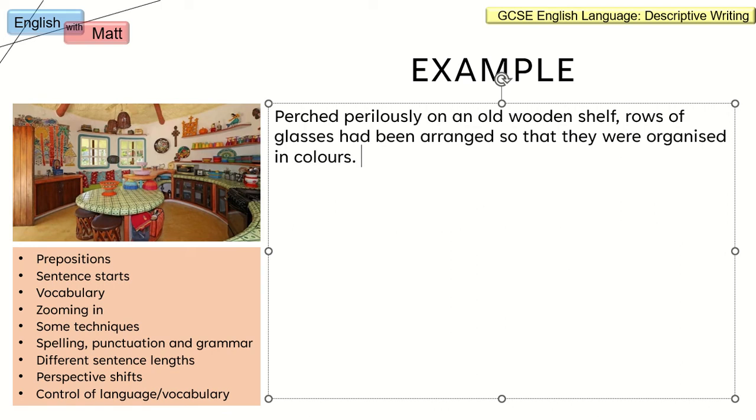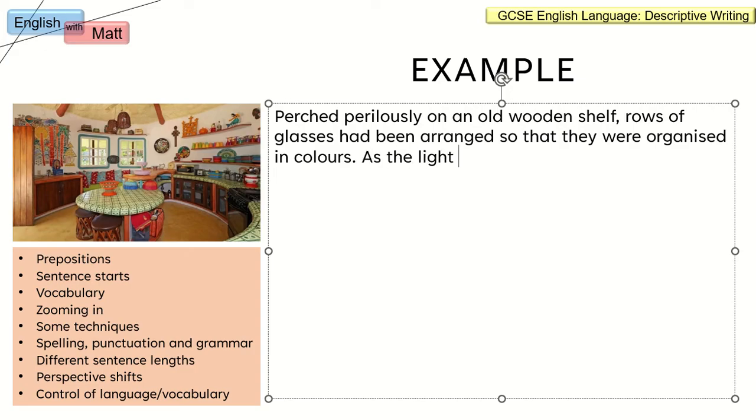Okay, so this is an example as well of zooming in. Seeing specifically some of the objects and some of the smaller details that you can see, and describing those smaller details will create vivid imagery. And this is what I want to do. So I want to continue with this idea of the light. Sometimes when light passes through stained or coloured glass, it creates a nice kind of dappled, colourful effect, like a mirror ball almost. So I've got perched perilously on an old wooden shelf. Rows of glasses had been arranged so that they were organised in colours.